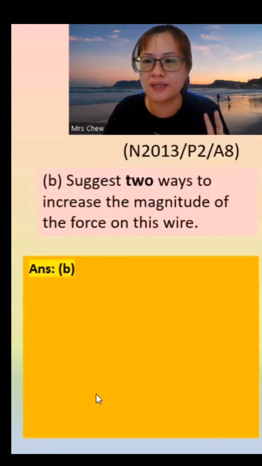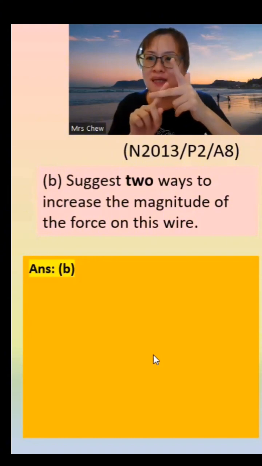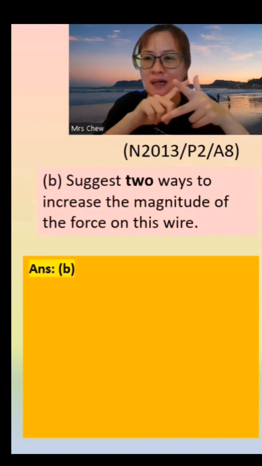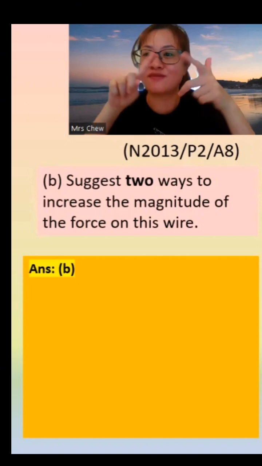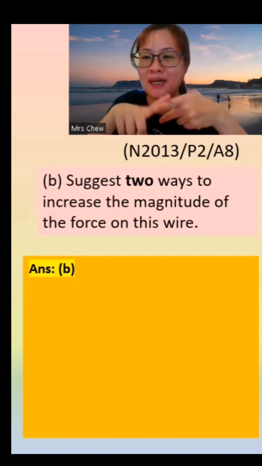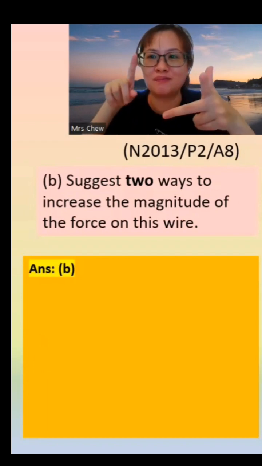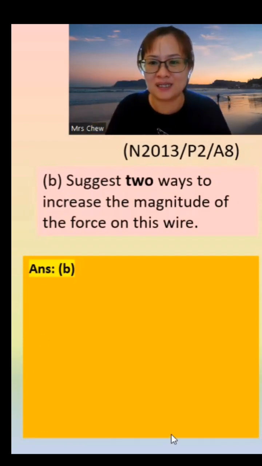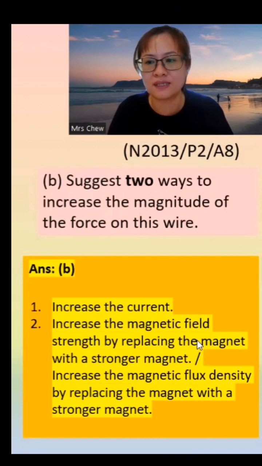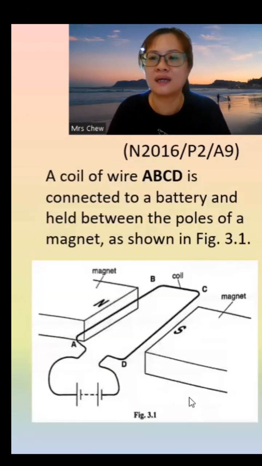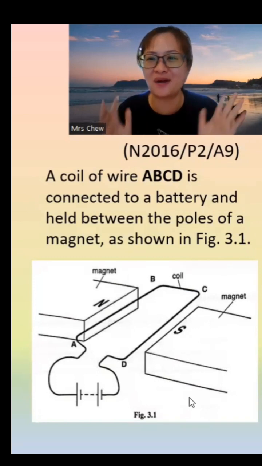Now, suggest two ways to increase the magnitude of the force. The magnitude of the force is first determined by the magnitude of the magnetic field. So you can use a stronger magnet, or you can increase the current. All right. So increase the current or increase the magnetic field by replacing the magnet with a stronger magnet. The last one, the real last.